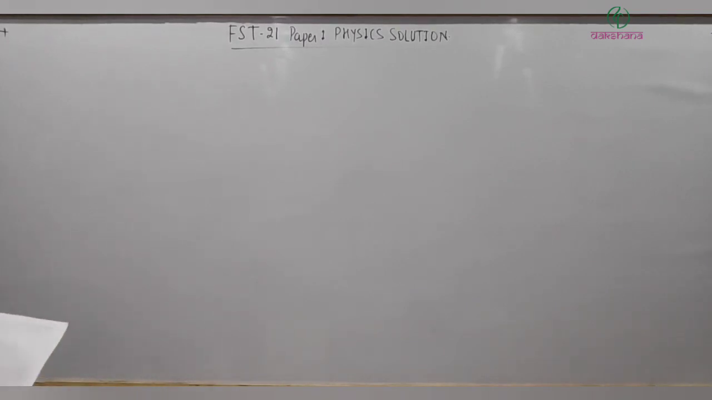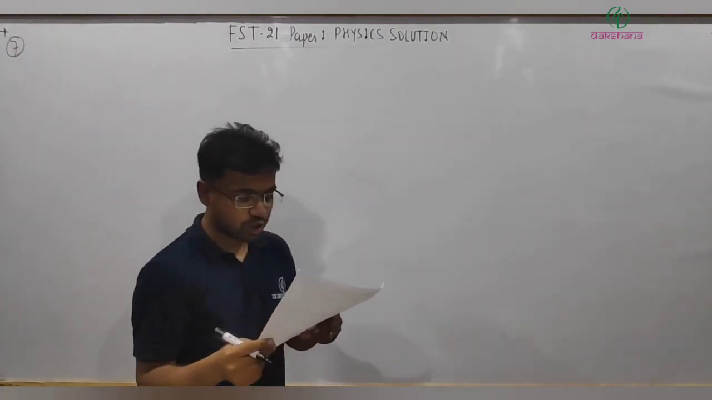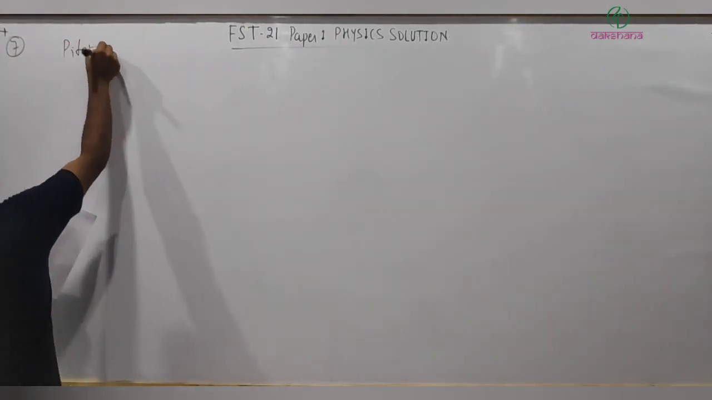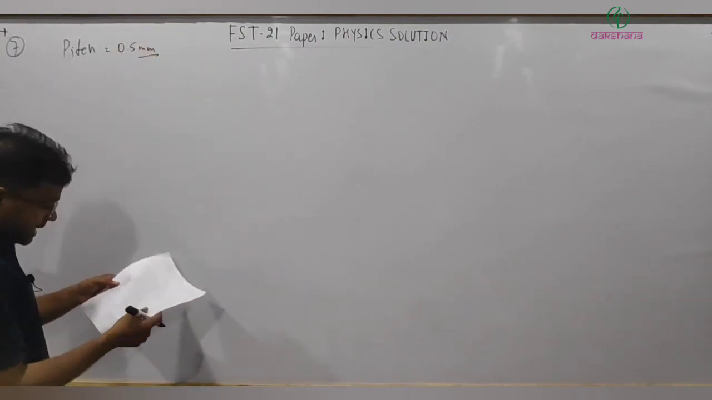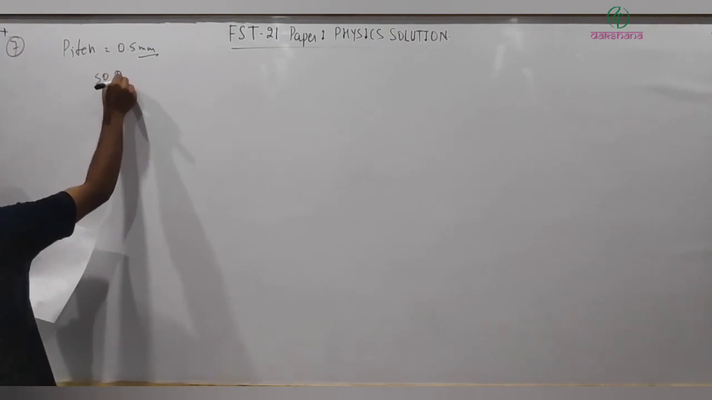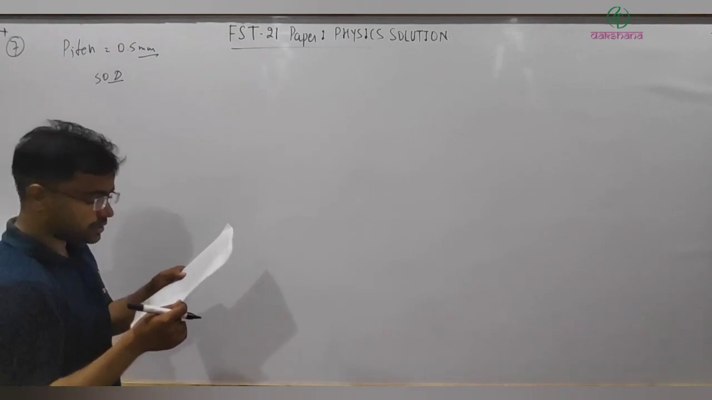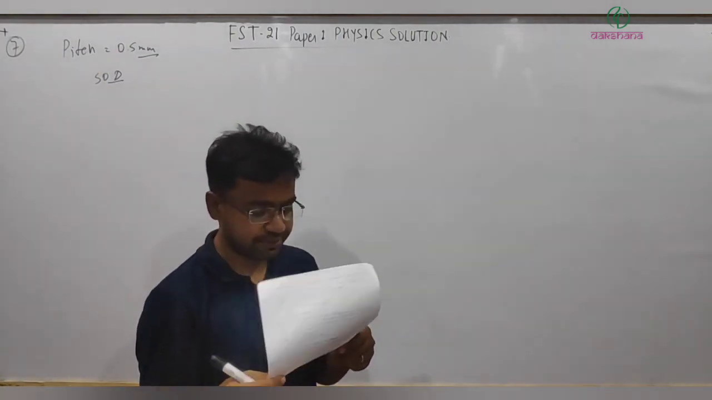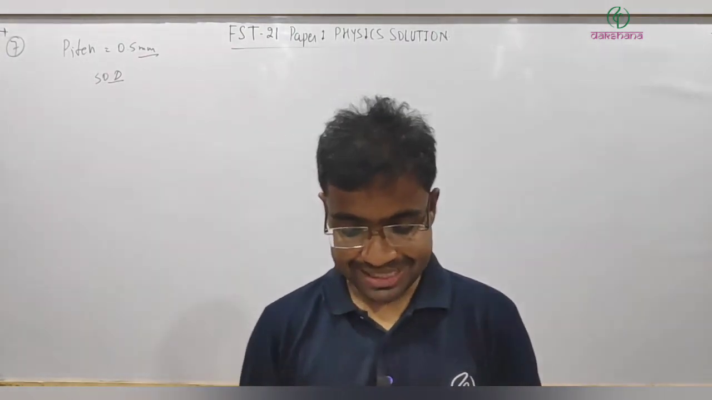Okay, next, question number 7. Let's read it first. Here it's mentioned that the pitch of the screw gauge is 0.5 mm, and there are 50 divisions on the circular scale. When there is nothing between the two studs of the screw gauge, the 46th division of the circular scale is coinciding with the reference line, and the 0 of the main scale is not visible. So this is an important point actually.